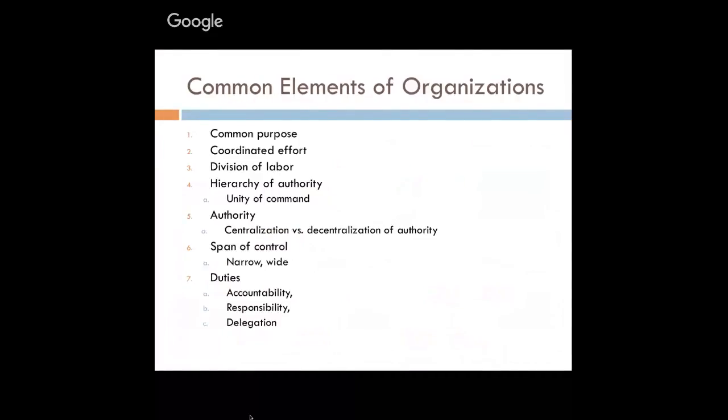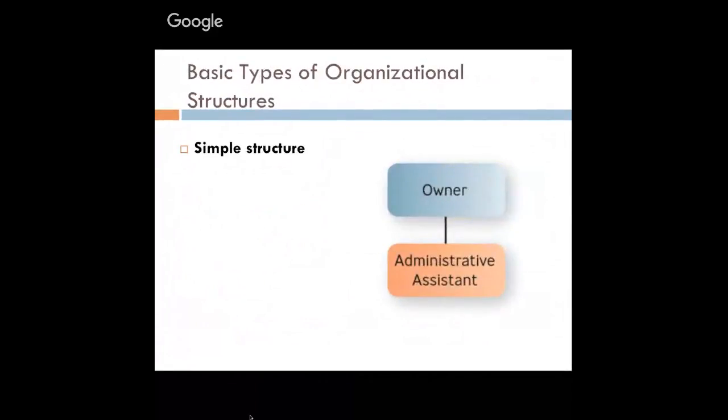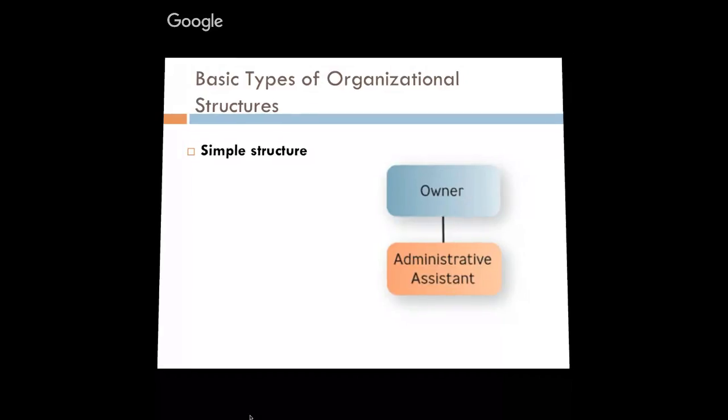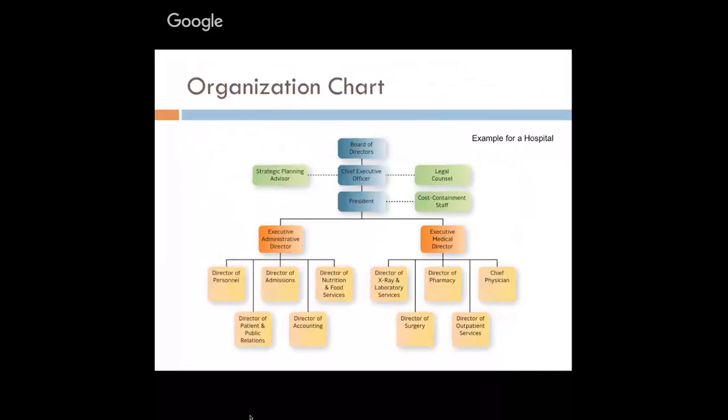So a simple structure, let's go to a simple structure first quickly. I'm sorry for fast-forwarding, but I want to talk about the simple structure first. A simple structure is just one owner with a secretary. That's it. Two people. It's easy to understand. The administrative assistant or the secretary is reporting to the owner. There are very few simple structures around. So it becomes important to understand not just the other complicated structures, but also the common elements of an organization.